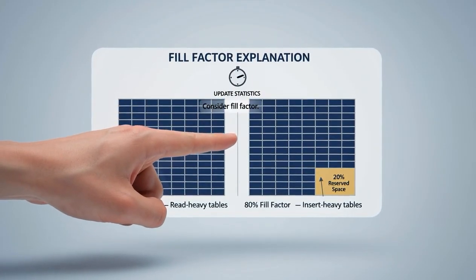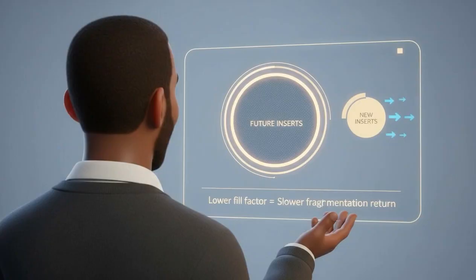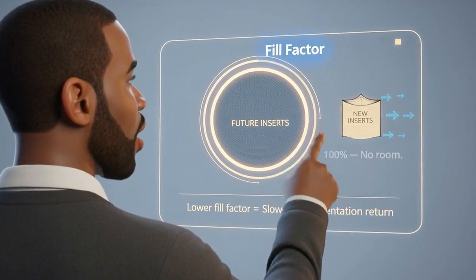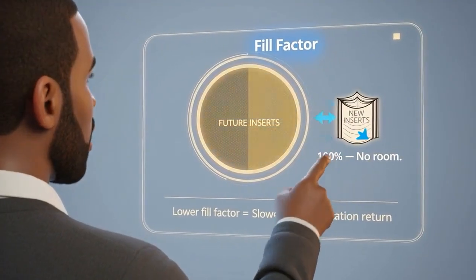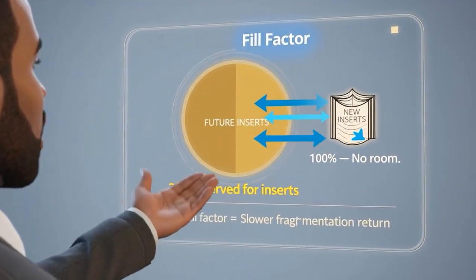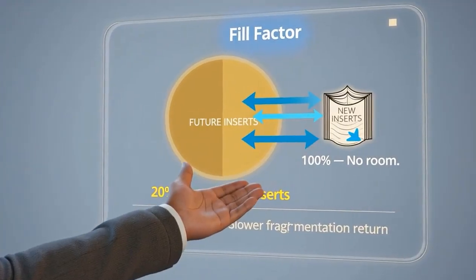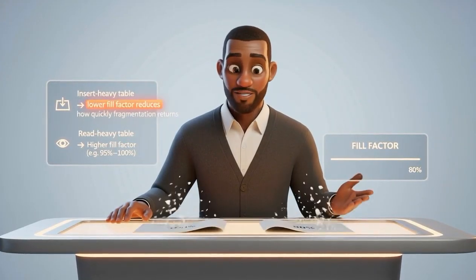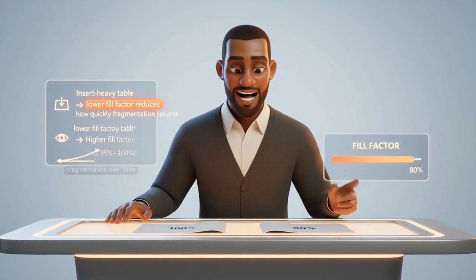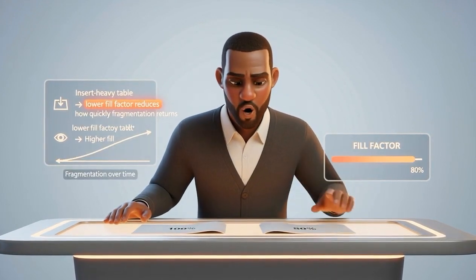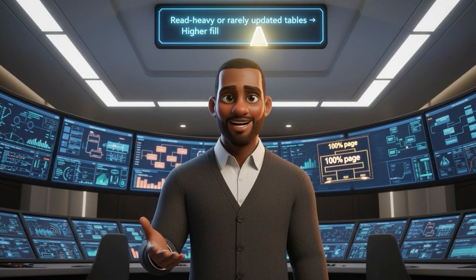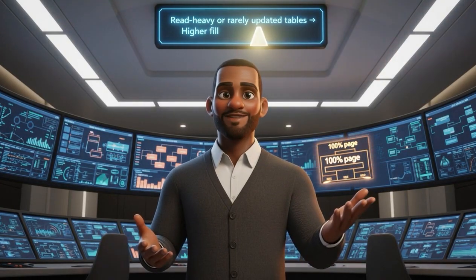Consider fill factor. When rebuilding an index, SQL Server uses the fill factor setting to determine how full each page should be packed. A fill factor of 80% leaves 20% of each page empty to accommodate future inserts without immediate fragmentation. For tables with heavy insert activity, a lower fill factor reduces how quickly fragmentation returns. For read-heavy or rarely updated tables, a higher fill factor is more efficient.